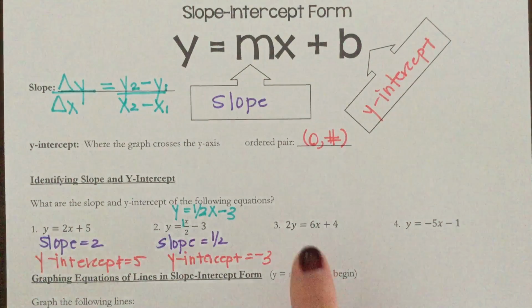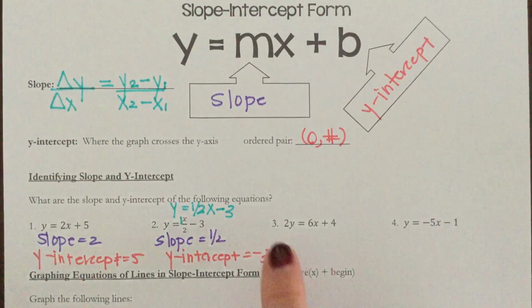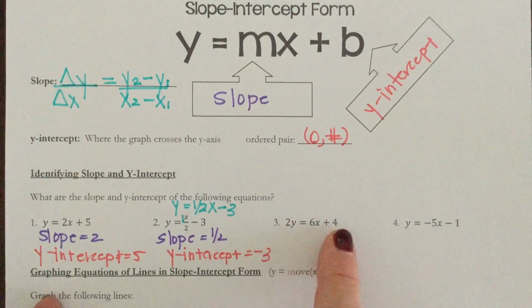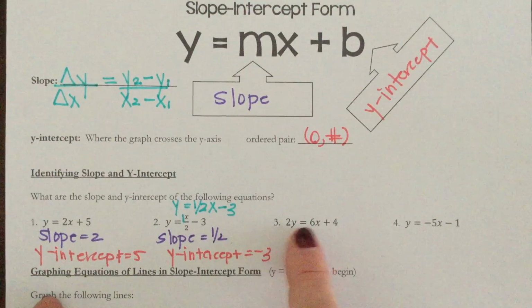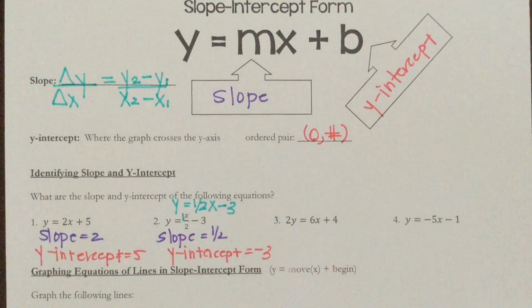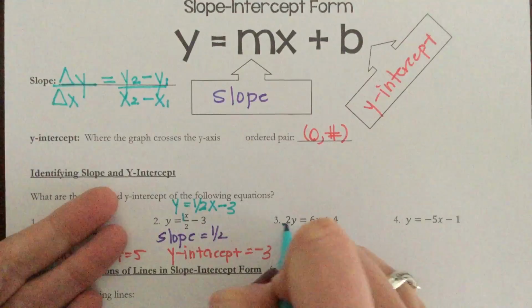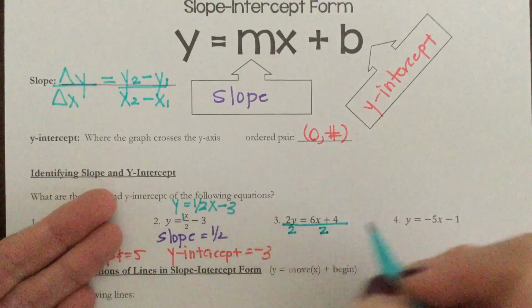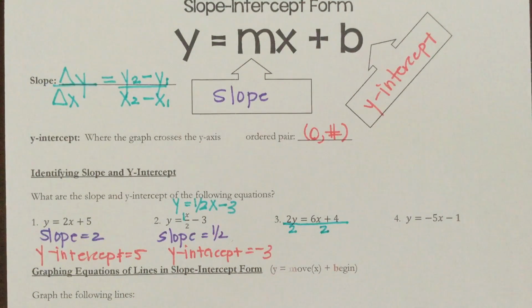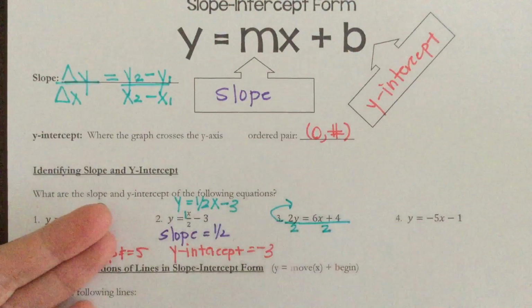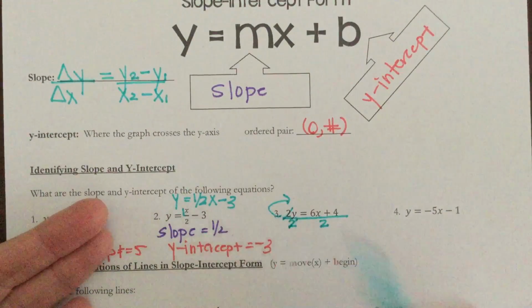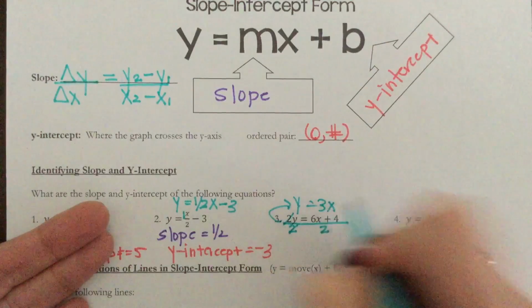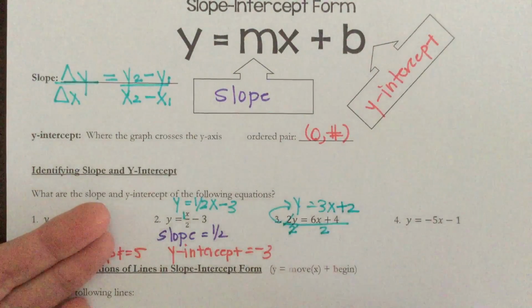My third equation is not written in slope-intercept form. I'll notice that there is a 2 in front of the y. So the first thing I need to do before I can identify the slope and the y-intercept is to get rid of this 2. y is being multiplied by 2, so to undo that, we're going to divide. And if we divide the left-hand side by 2, then we also need to divide the right-hand side by 2. That's going to make this equation say 2 over 2 cancels out, y equals 6 over 2 becomes 3x, and 4 over 2 becomes 2.